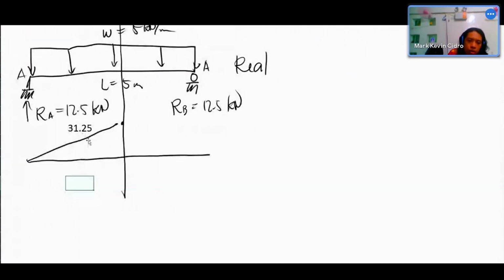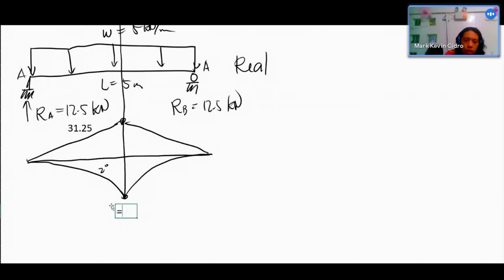31.25. The same at RB, 31.25. What's the degree of the curve? 2. Let's solve: this is equal to 5 times 2.5 times 2.5 over 2, negative. This is your moment diagram.